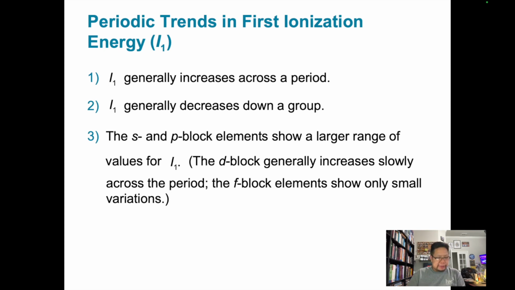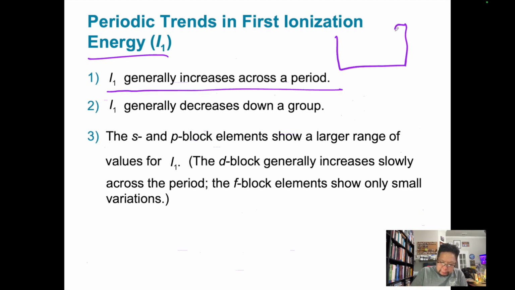So, what are the trends with first ionization energy? Well, as we already said a second ago, the first ionization energy generally increases across a period. So, if I draw you a little rudimentary periodic table right here, as we go across the periodic table, the ionization energy increases. And the reason why is because things on the right hand side are nonmetals and they want to gain electrons. And they don't want to lose electrons, so their ionization energies are really high, so they don't lose those electrons.